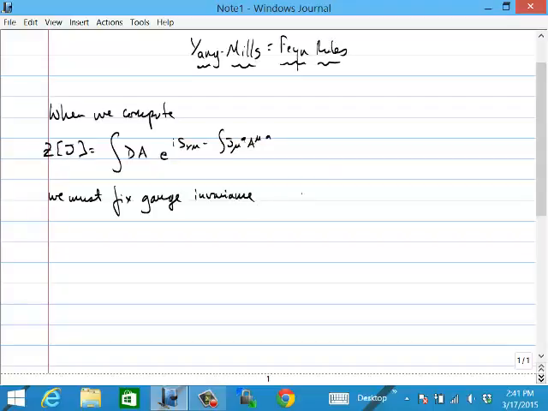So in particular, under a gauge transformation, the gauge field A will transform by the addition of the total covariant derivative of the gauge parameter theta. And here, this covariant derivative is in the adjoint representation, so it's a d-dimensional representation if the number of generators of your gauge group is d. And so I've written out explicitly the indices A and B in the adjoint representation.